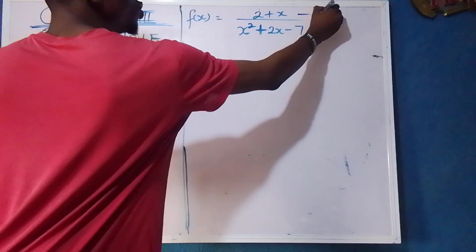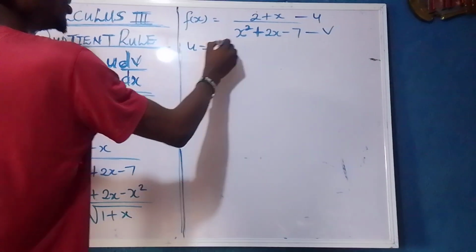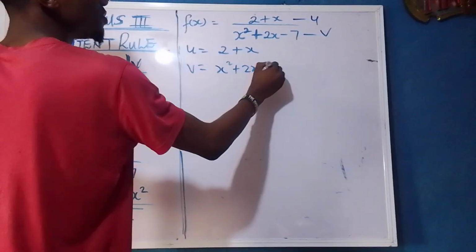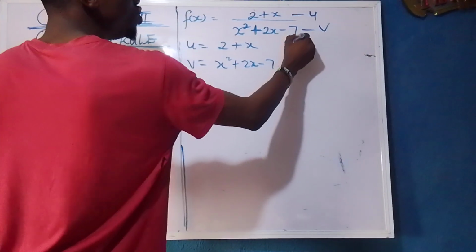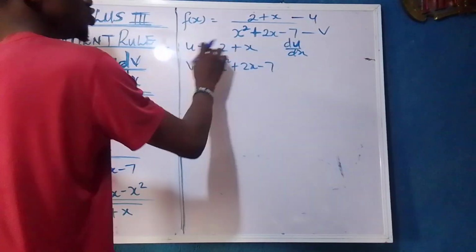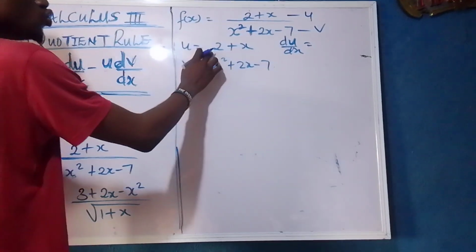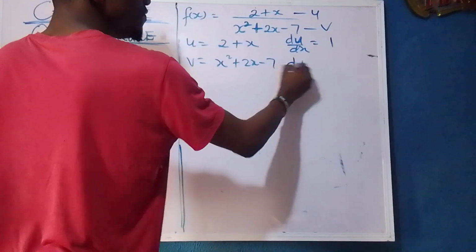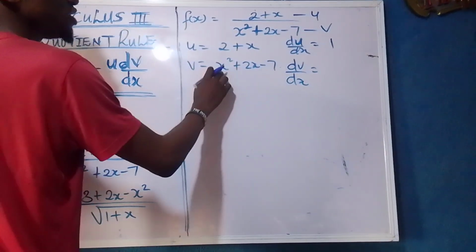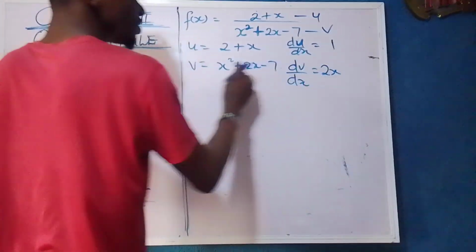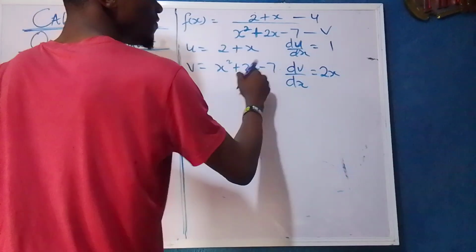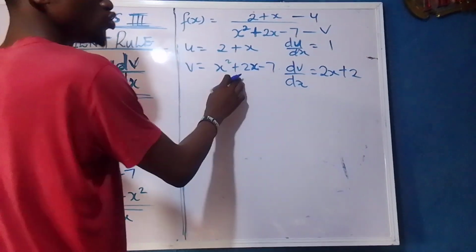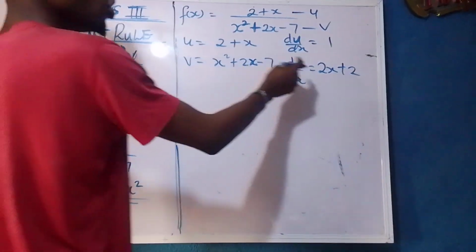Now this is problem number 2, like we said we're going to be doing. The first thing is your u is this and your v is this. So u is equal to 2 plus x, v is equal to x squared plus 2x minus 7. All I have to do is du over dx, that is differentiating u with respect to x. If I differentiate 2, I will have 0. If I differentiate x, I will have 1. Now I have to differentiate dv over dx. If I differentiate x squared, I will have 2x. You remember power rule? Then if I differentiate 2x, I will have 2, because if I use power rule, I will have 2. Then differentiation of a constant as usual is 0.